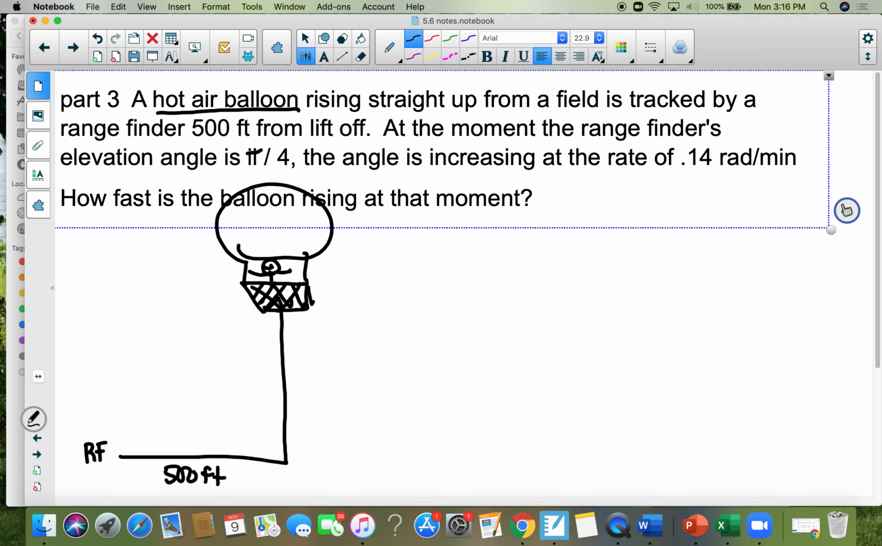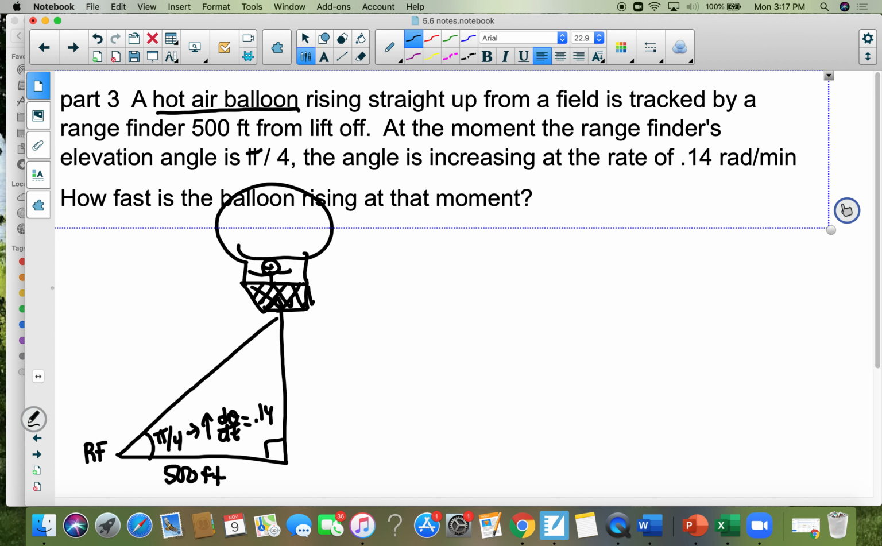At that moment, the rangefinder's elevation angle is 45 degrees, or pi over 4. So this makes this a 90-degree angle. This angle is increasing at the rate d theta dt equal to 0.14 radians. How fast is the balloon rising at that moment? How fast is it rising?